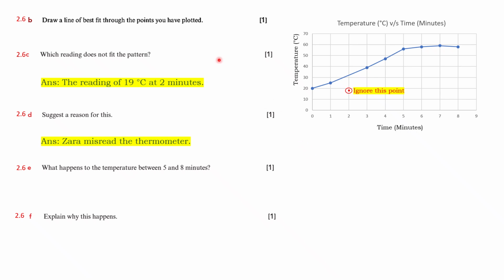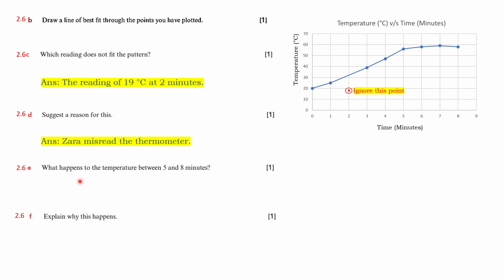Like for example, here in this case we are using a thermometer. So when Zara is using a thermometer, she might not have held it properly at her eye level, as I have explained in my previous video on how to use a thermometer. So she might not have handled it carefully, due to which she has misread the thermometer, and hence this might be the reason for the incorrect value that she has got.